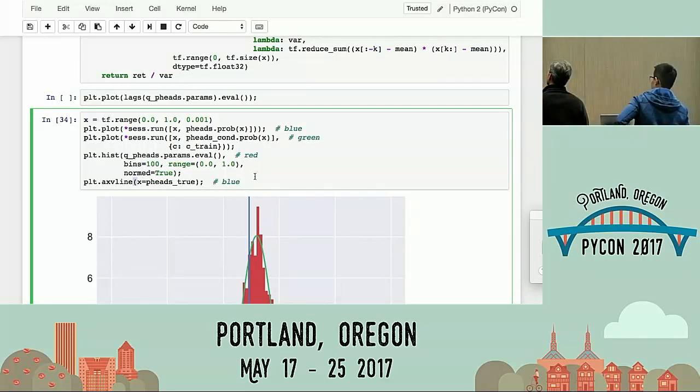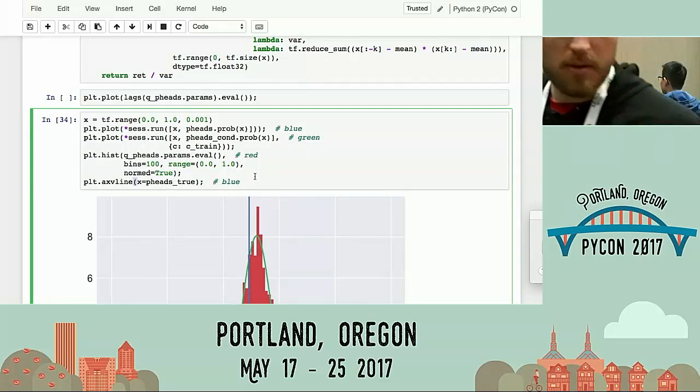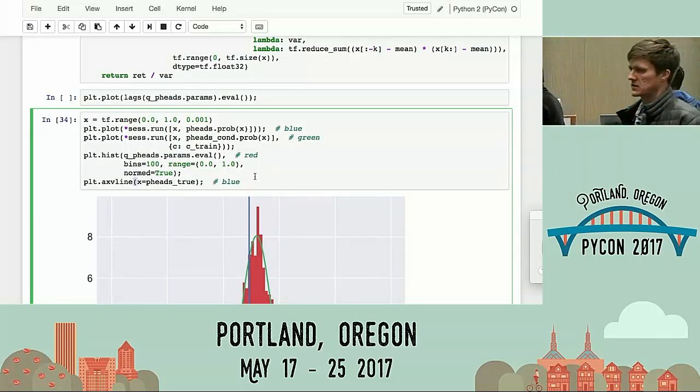No, I just chose a value that's possible. I don't know what happens if you choose a negative value or something that can't happen. I haven't tried actually. Yeah, we have to pick one value. You could pick 0, but you have to give it a value.